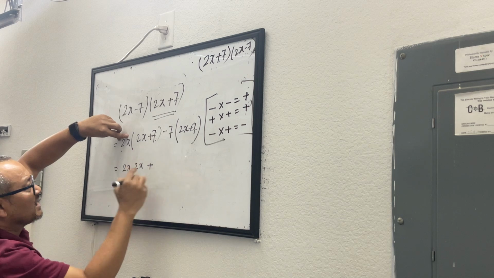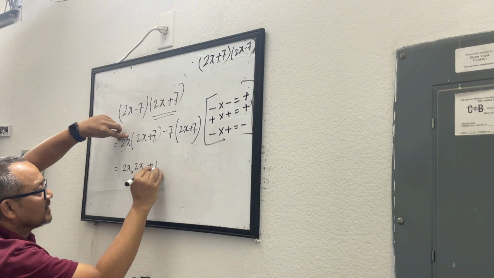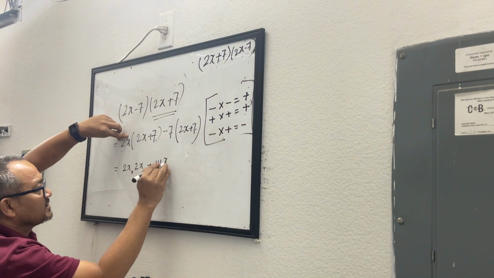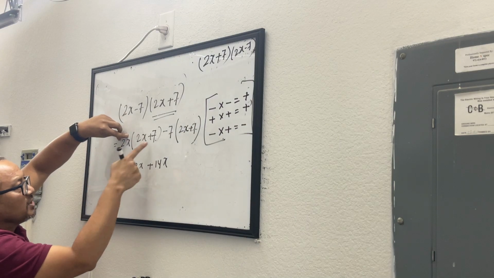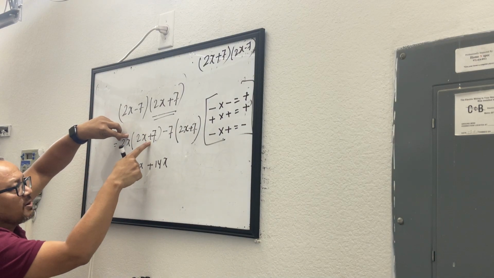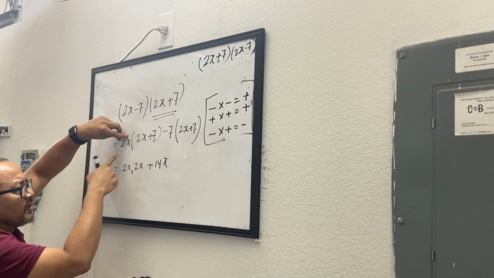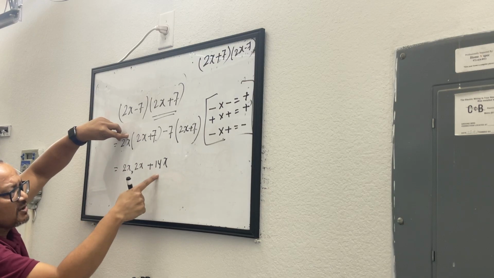plus 2x times 7. So 2 and 7 you can multiply, that becomes 14x. And again here you have no sign and you have a plus sign. That means both are plus. So far we are dealing only with plus sign. That's why you have a plus.